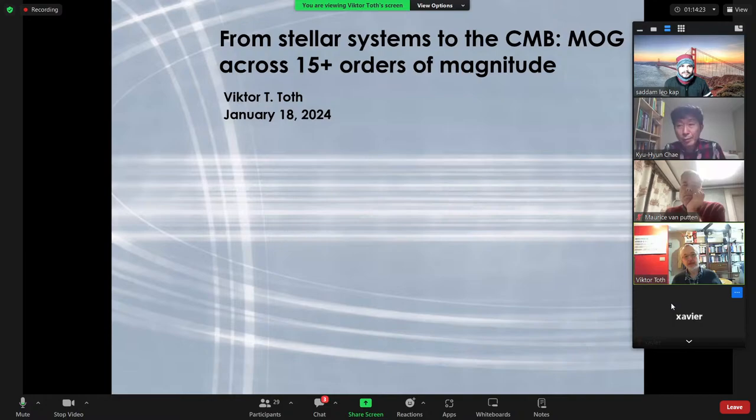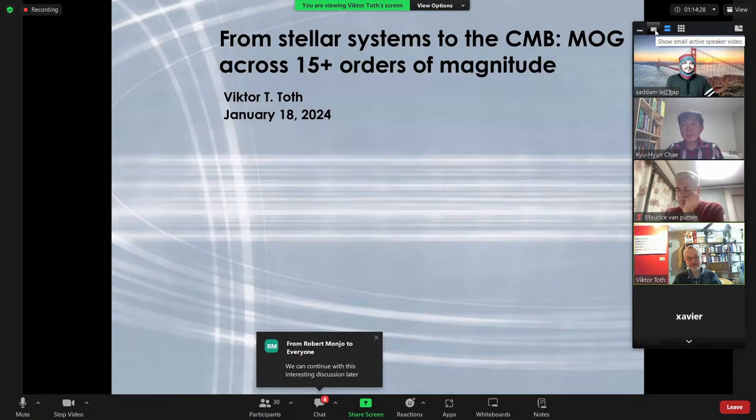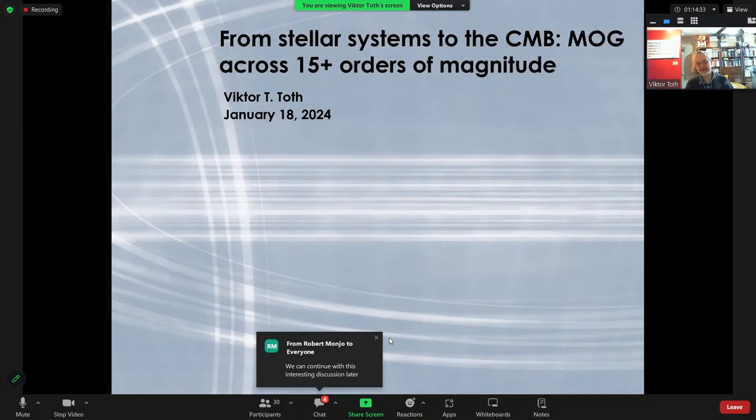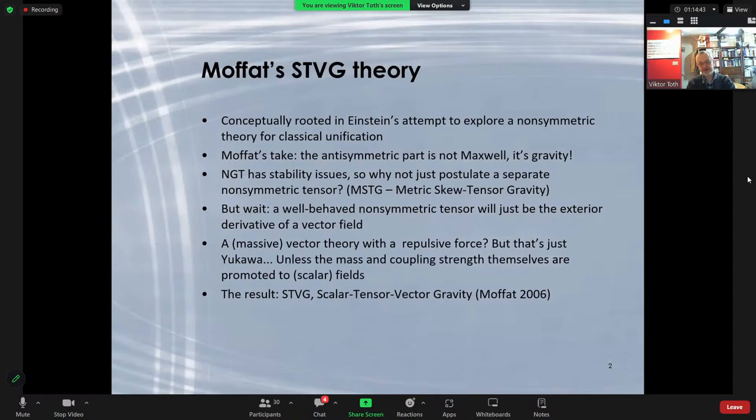Very good. So, as you said, I have been asked to talk about MOG, modified gravity, also known as STVG, scalar tensor vector gravity. This theory was invented by John Moffat from the Perimeter Institute. I have worked with John on and off on this theory for the past 18 years now. It's a fascinating theory with a fascinating history. Very briefly, as those of you who know John know, he has been around for a very long time and he met some very interesting people in this field, starting with his famous letter to Einstein back in the 1950s that started his career as a physicist.